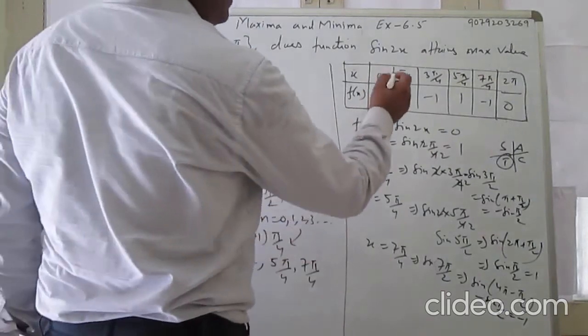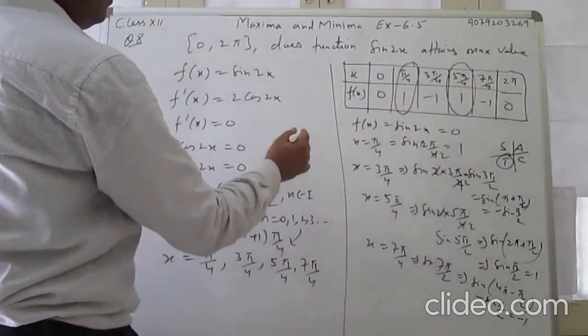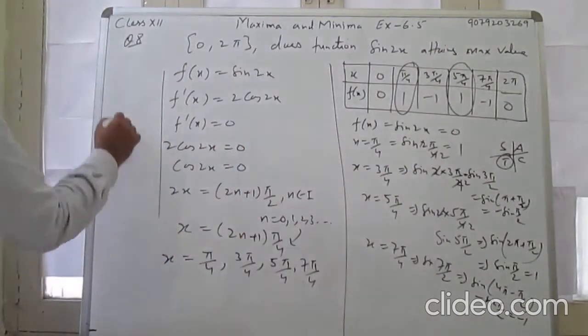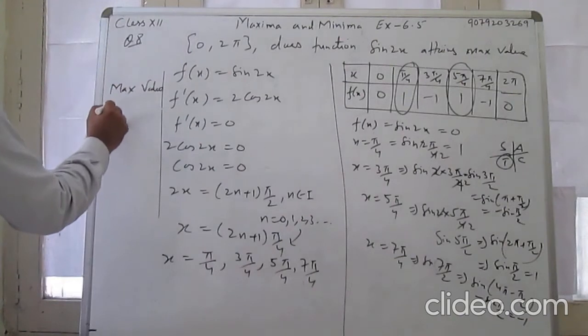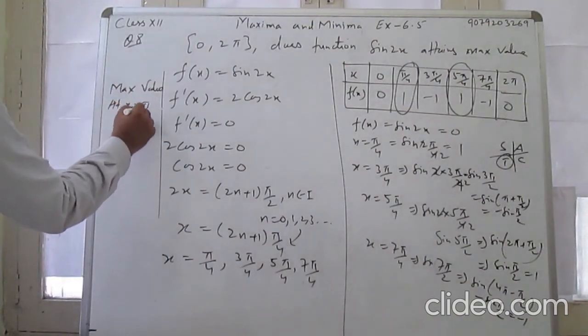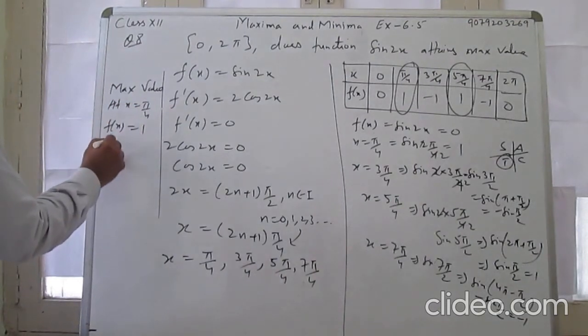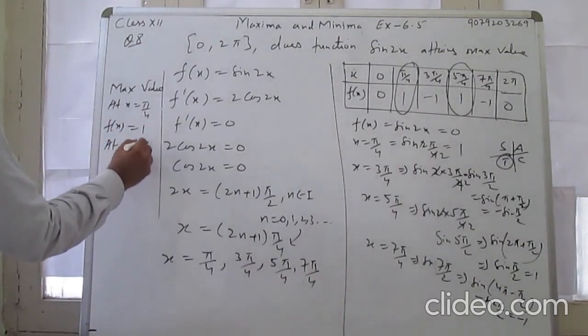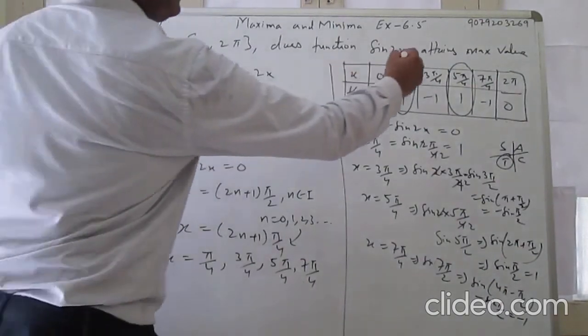So the maximum value is this and this. So where is the maximum value? At x is equal to π by 4 and 5π by 4, f(x) is equal to 1. So this is the answer.